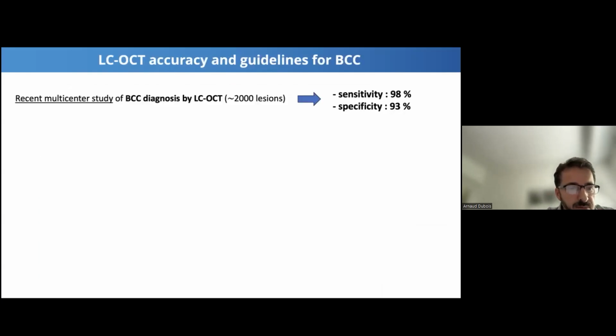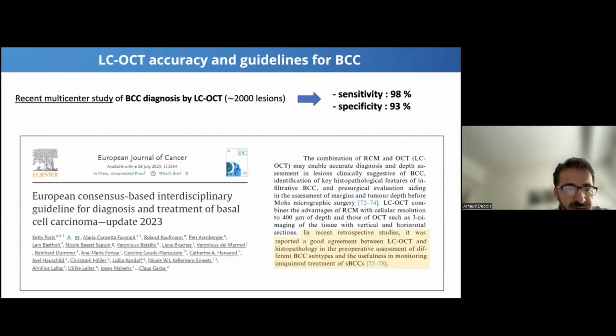A recent multi-center study was carried out about the BCC diagnosis. It was on almost 2,000 cases, and the figures obtained are a sensitivity of 98% and a specificity of 93%. And the latest European medical guidelines for the diagnosis and treatment of BCC mention the good agreement between LC-OCT and histopathology and indicate LC-OCT as a useful technique.